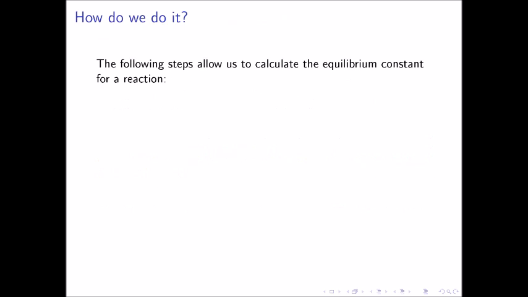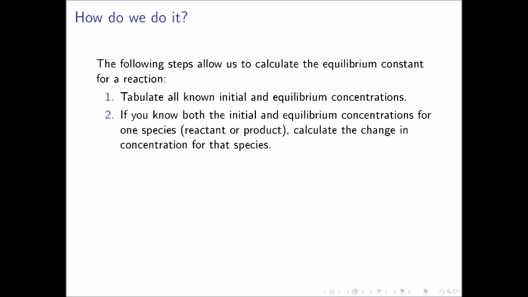There are 5 steps that we need to follow in order to calculate the equilibrium constant for a reaction. Number 1, we need to tabulate all known initial and equilibrium concentrations. Step 2, if you know both the initial and equilibrium concentrations for one species, and this can be either a reactant or a product, calculate the change in concentration for that species.